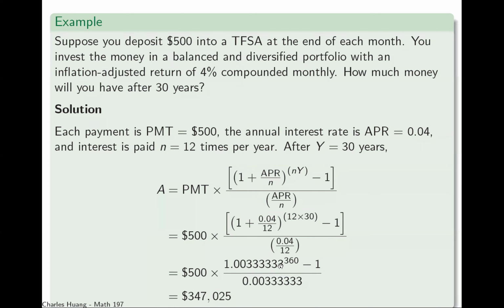And just remember in this particular example, we still have the square brackets in the numerator here. So when you put everything in your calculator, you can do the numerator part separately. But if you don't, remember to put brackets in your calculator. So that will give you $347,025, roughly.